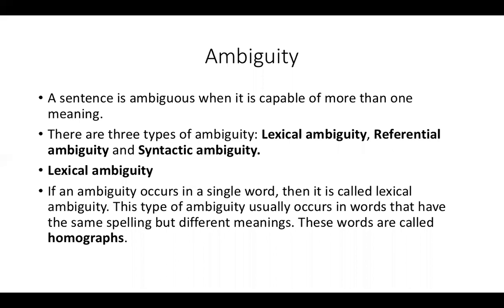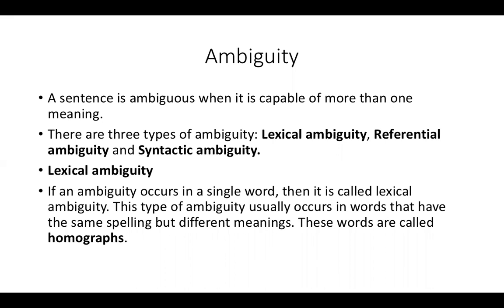Then ambiguity. A sentence is ambiguous when it is capable of more than one meaning. This is a bit different from vagueness. Here, something has a meaning, but it's not just one meaning, it is more than one. There are three types of ambiguity. We have lexical ambiguity, referential ambiguity, and syntactic ambiguity.